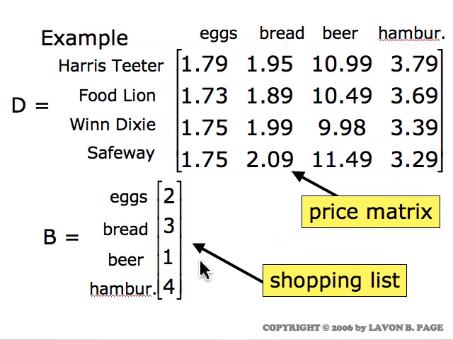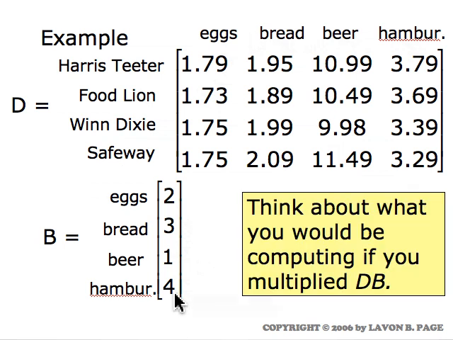The second matrix is a shopping list. It says we're going to buy 2 dozen eggs, 3 loaves of bread, 1 case of beer, and 4 pounds of hamburger. What I want you to think about is what you would be computing if you did the matrix multiplication D times B, a 4 by 4 times a 4 by 1. That multiplication works because we have the same number of columns in matrix D as we do rows in matrix B. But what's the significance of the product matrix that we would be computing?